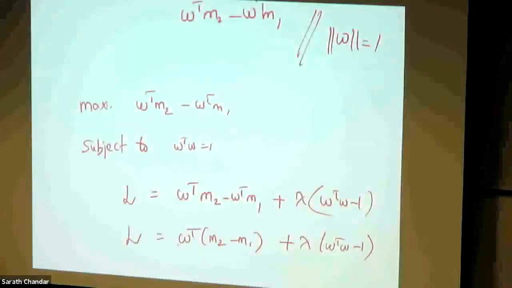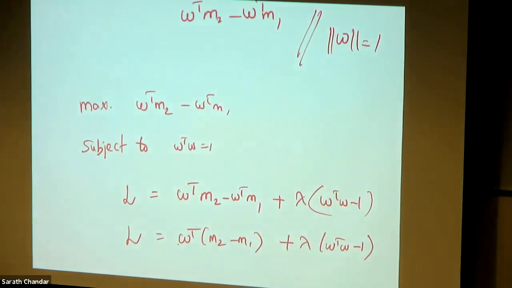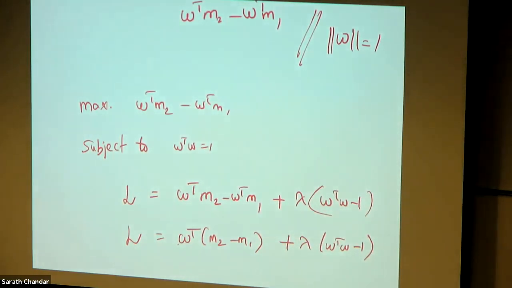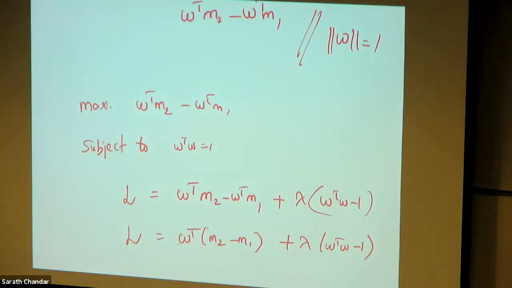Okay, so while we are waiting for the screen, I will just write the next step, which is very simple. I'm just taking the W transpose outside. Okay, the screen is back. So this is my L. Now I need to find the W, which means I have to differentiate this with respect to W and set it to 0, right?